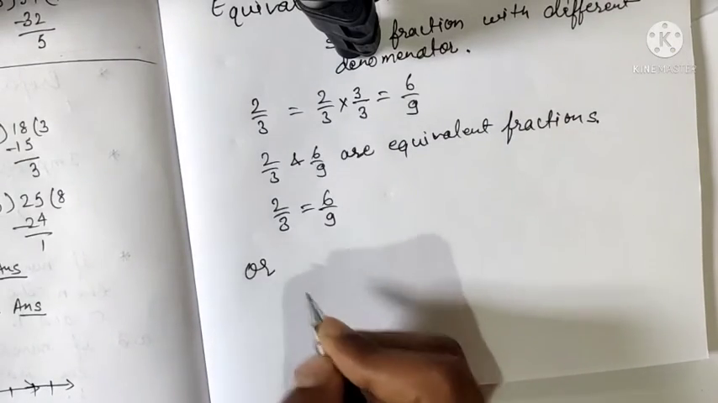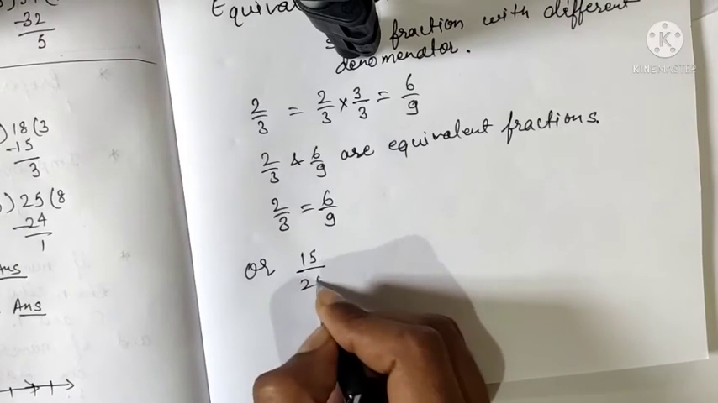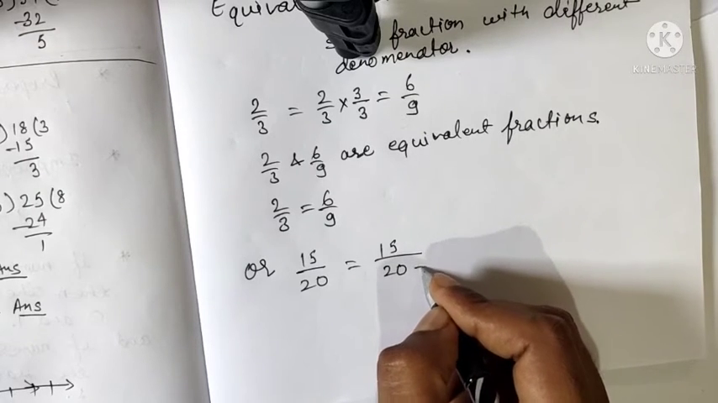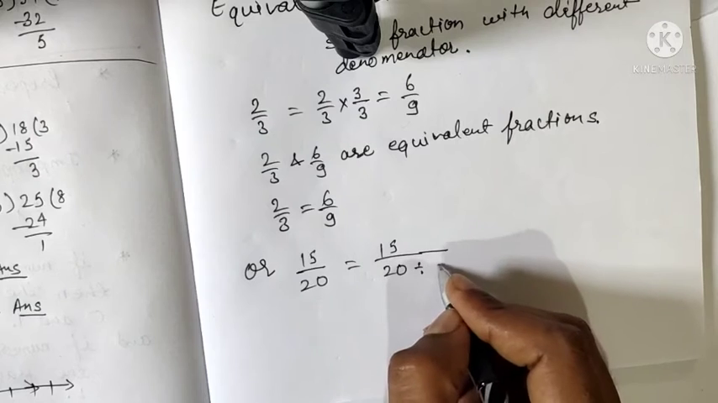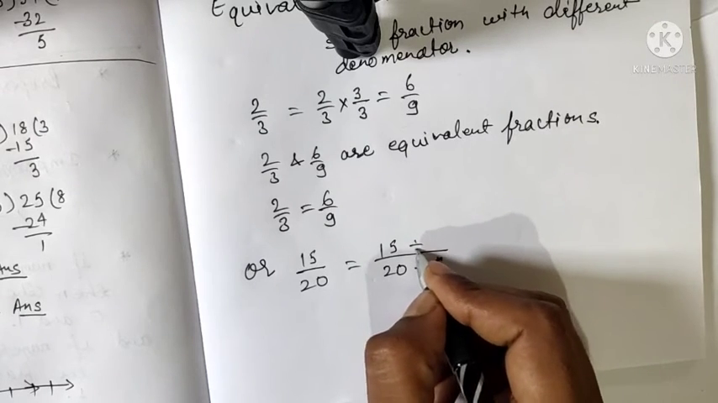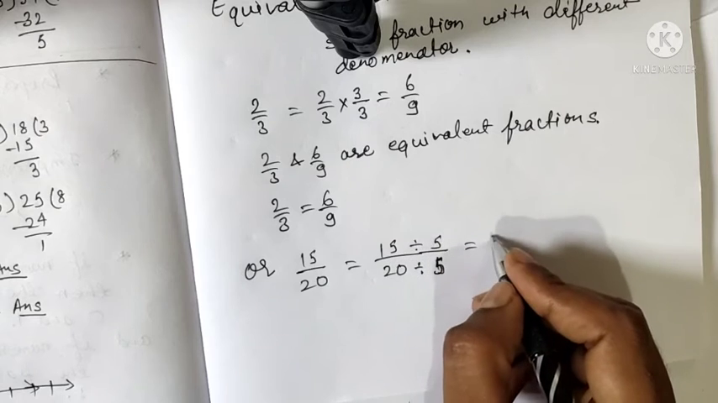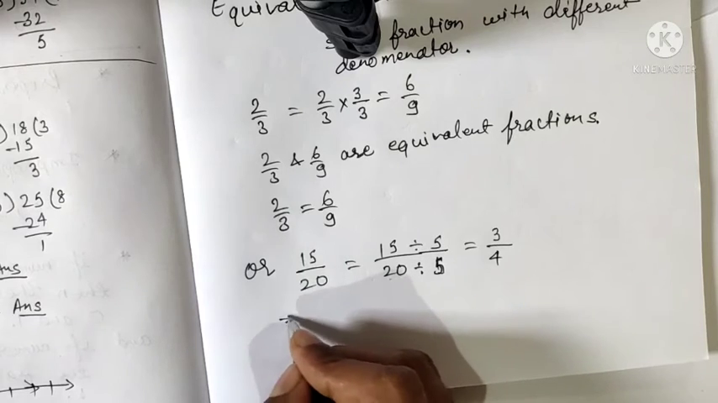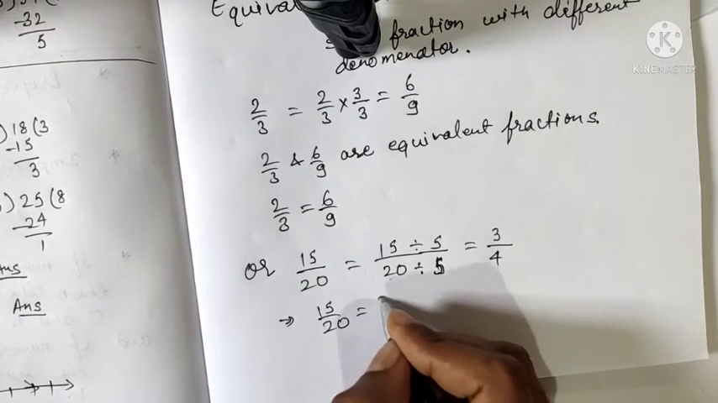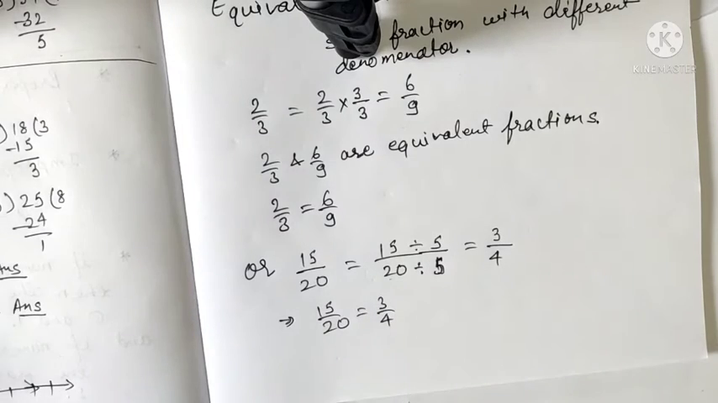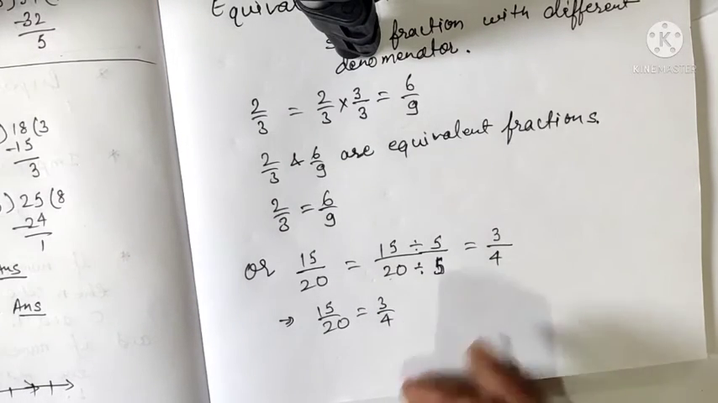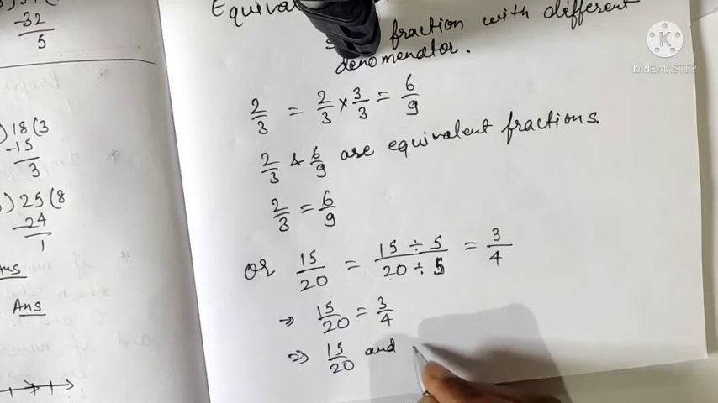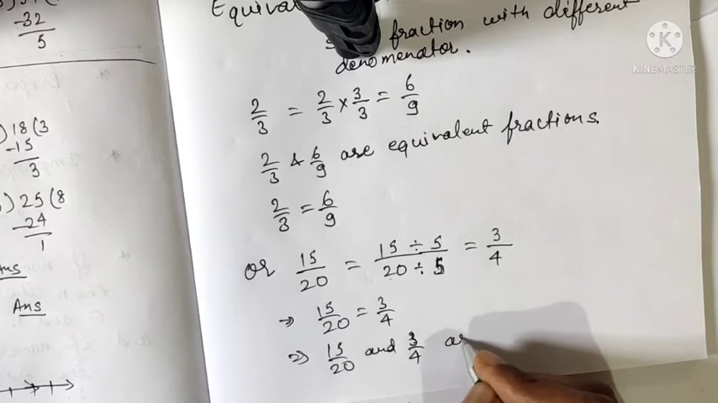Let's take another example, 15 by 20. Since 15 and 20 both are divisible by 5, we can divide both numerator and denominator by 5. That implies 15 divided by 5 is equal to 3 and 20 divided by 5 is equal to 4. That implies 15 by 20 is equal to 3 by 4. Hence 15 by 20 and 3 by 4 are equivalent fractions.